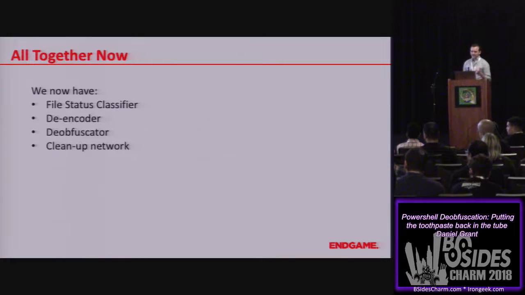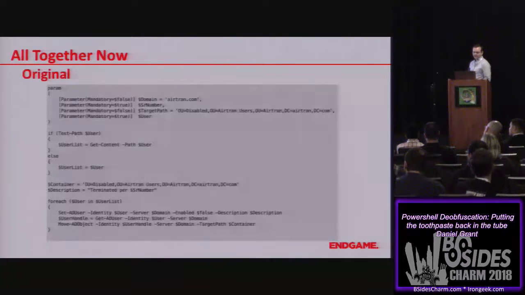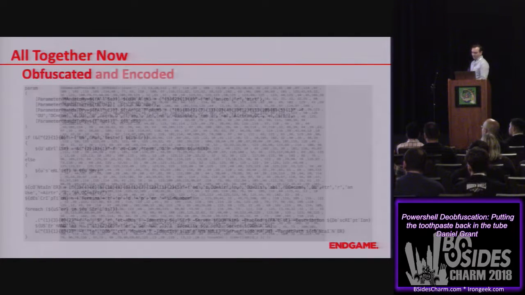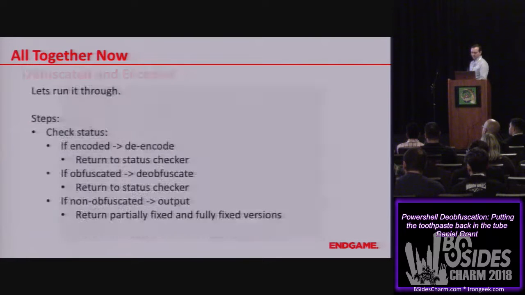So now we've done 4 things. We have a file status classifier, we have a de-encoder, we have a de-obfuscator, and we have a cleanup network. So let's give it a shot. We have the original file, this thing, proper PowerShell, obfuscated, encoded, and then what we're going to do is run it through and check, and we're going to do all these steps. So initially we check the status.